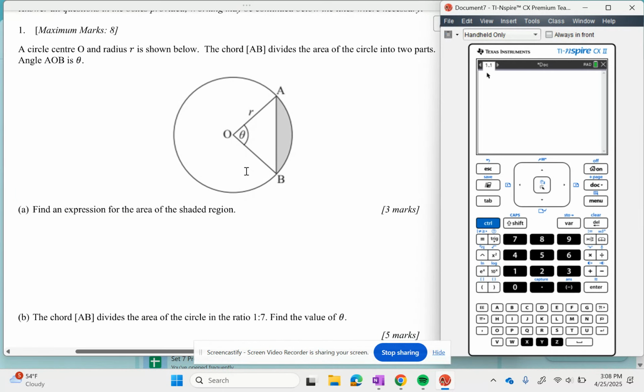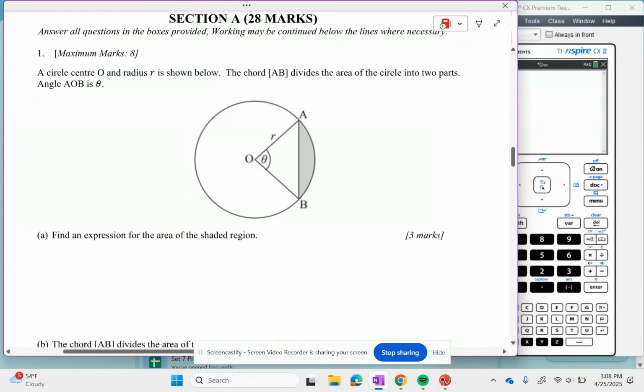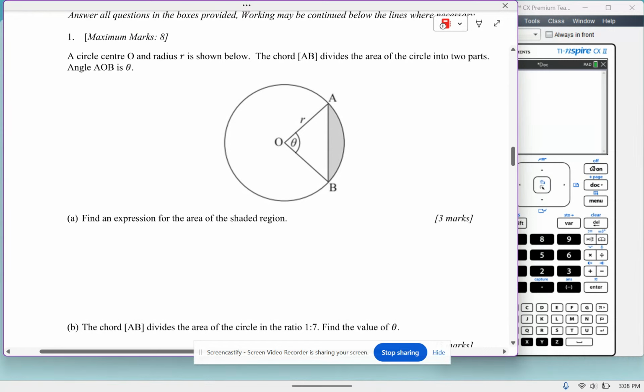All right. I think question 1. Okay, this is not one of the ones where you guys were doing just fine, so we're probably going to skip one of the other two easy ones. This one, kids had some trouble. Here's why. It says a circle center O and radius R is shown below. The chord AB divides the area of the circle into 2 parts. Angle AOB is theta. So we know that if this is R, the other radius has to be R as well. Find the expression for the area of the shaded region.